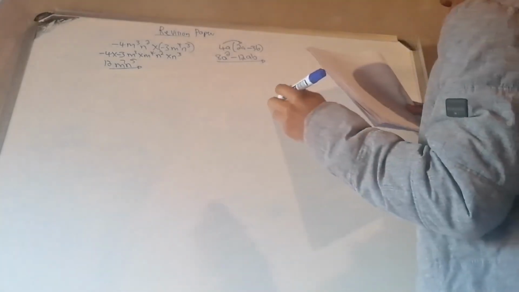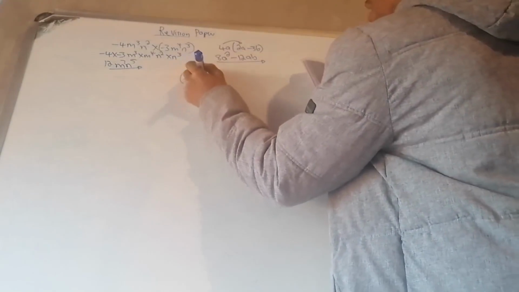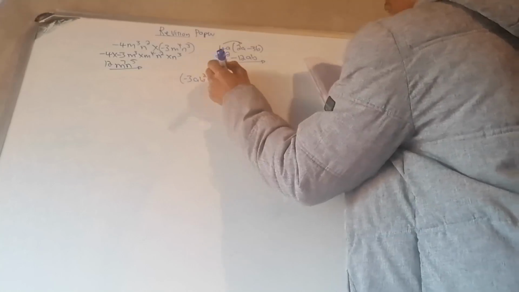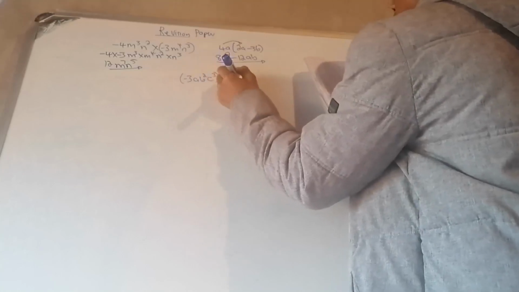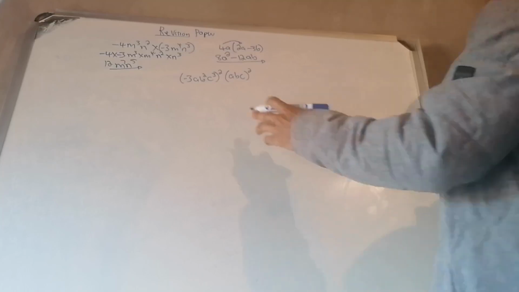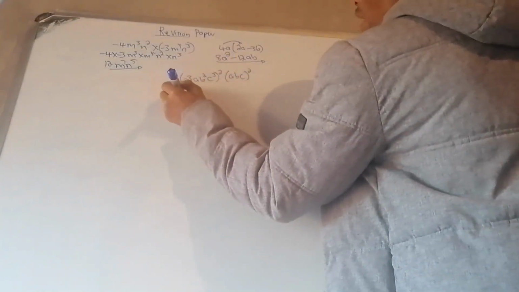Right, the next one is negative 3 ab squared c cubed squared multiplied by abc squared. Now, look here. The simplest way for you to understand.